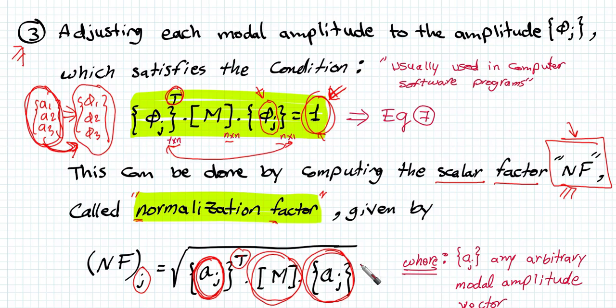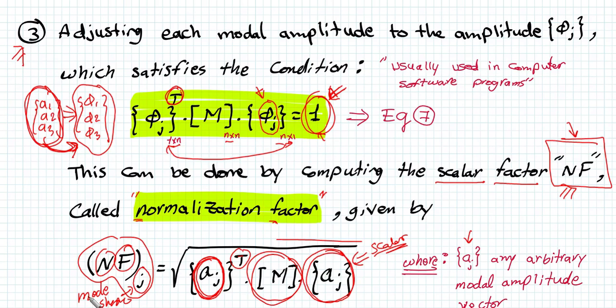Why are they under the radical? Because they are going to yield what? Exactly, a scalar value. So in this case, we get the normalization factor for mode shape j by taking the radical of this dot product, where A_j is any arbitrary modal amplitude vector, any mode shape. So this is how we can obtain this NF.